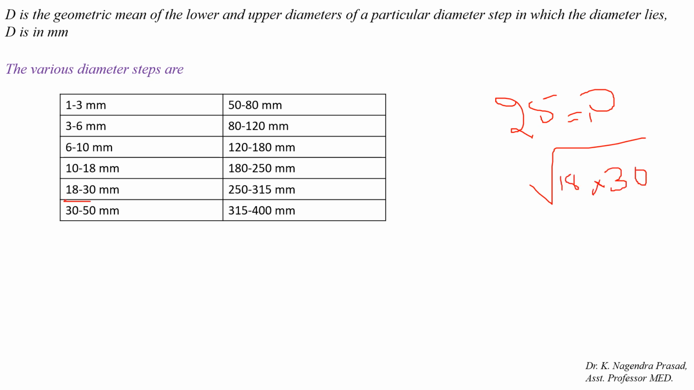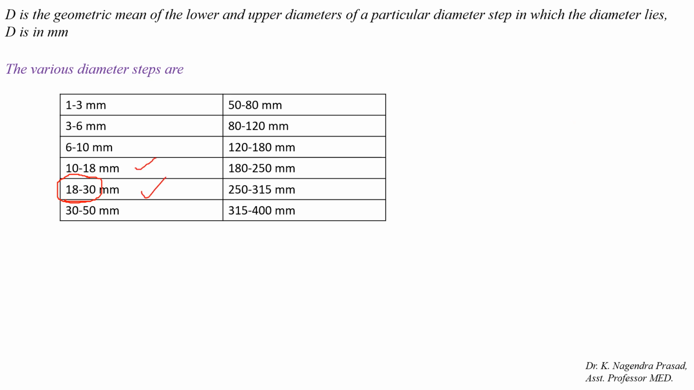If D is given as 25, 26, 27, anything within the range 18 to 30, you have to use D equal to root of 18 into 30. Similarly, if capital D is given as 32, you have to consider root of 30 into 50. Don't take the D value directly. Here you have to use the geometrical mean diameter. Also remember at least these ranges: 10 to 18, 18 to 30, 30 to 50, 50 to 80 and 80 to 120. In general, at least we have to remember these ranges.